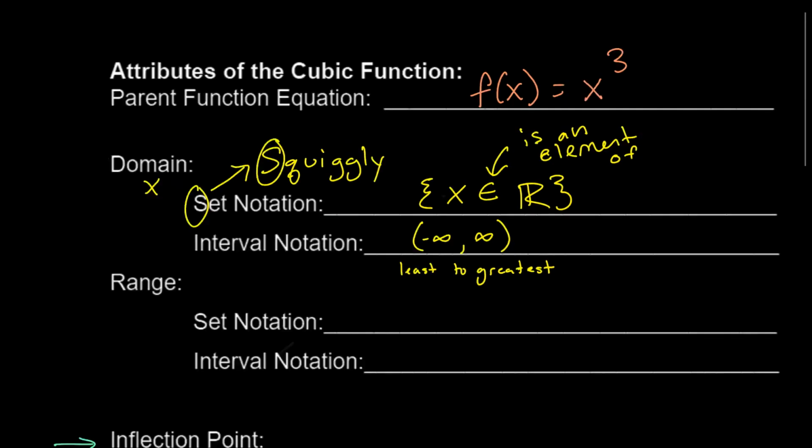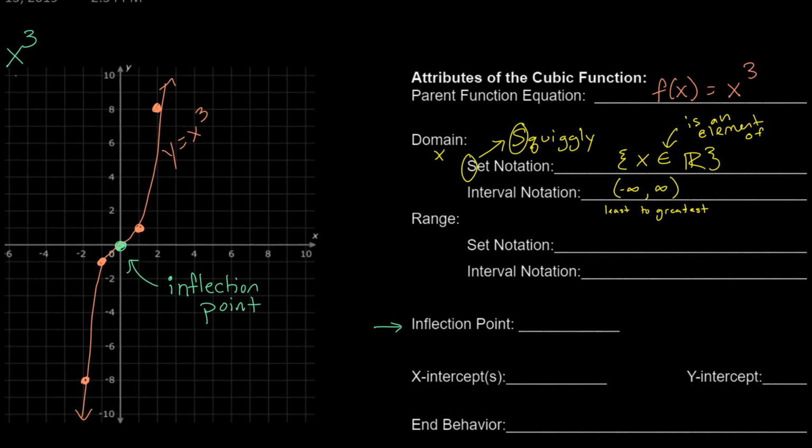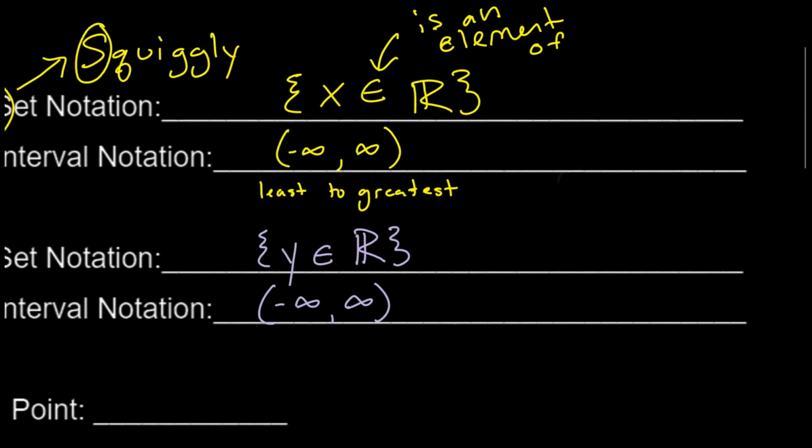Okay? So then range. What is my least range? My least y value? Negative infinity. And what's my max y value? Oh, or in other words, all real numbers. So how do I write that in set notation? Squiggly y is an element of all real numbers. And what was my least value again? And my max value. Guess what?